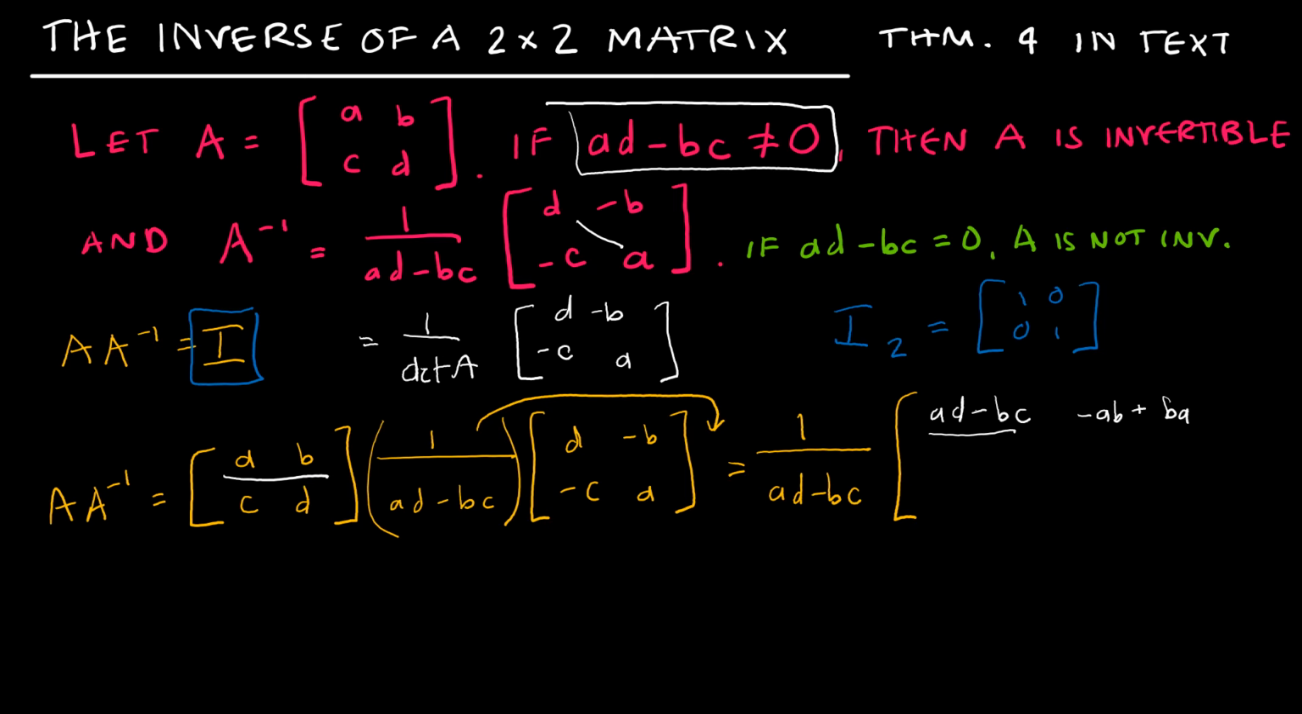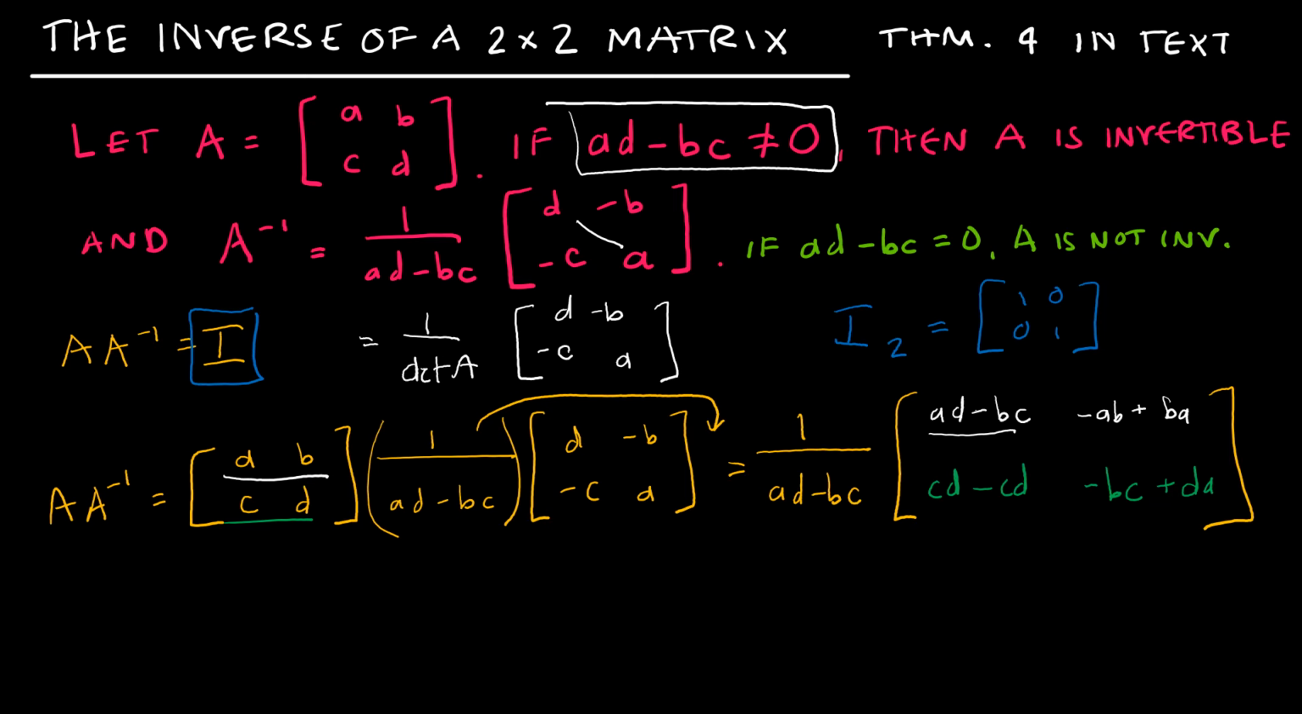Let me go ahead and switch back to yellow for that other bracket. And then I'm going to take my second row and do the same thing. So C times D plus D times negative C, so again minus CD. And then C times negative B plus D times A.